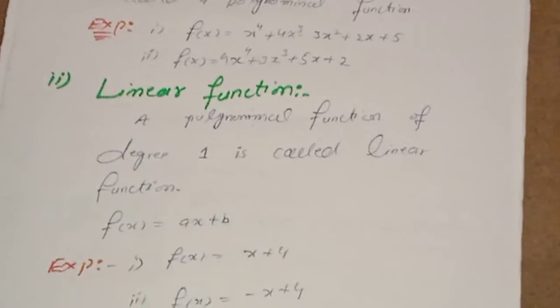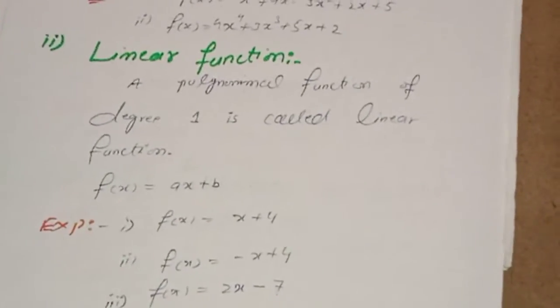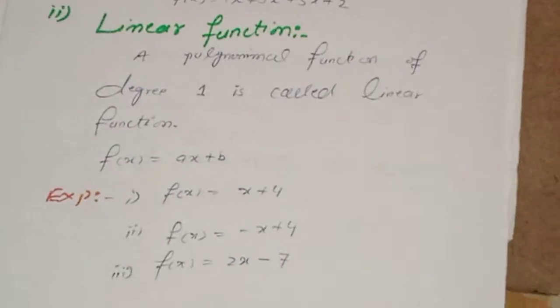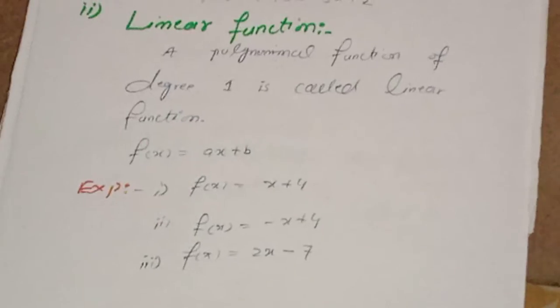Number second is the linear function. A polynomial function of degree 1 is called a linear function. A function is said to be a linear function if its degree is 1 and it is also a polynomial. All the polynomials whose degree is equal to 1, we can say that it is a linear function.